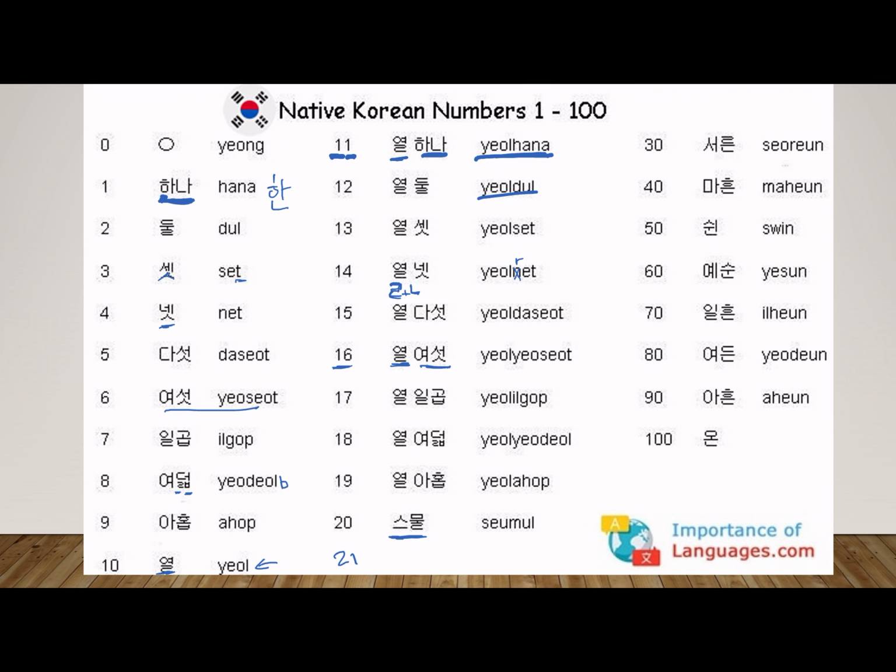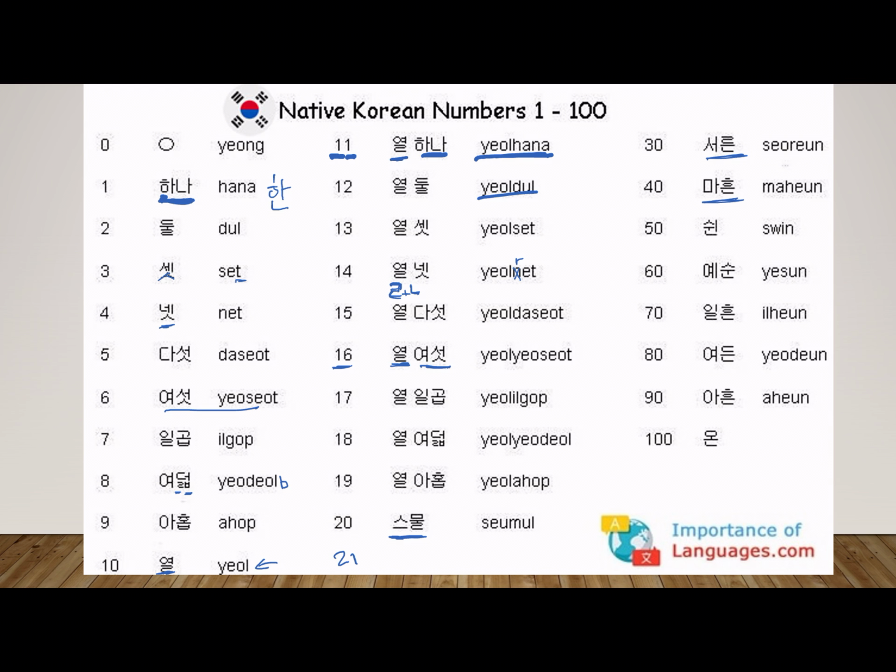To say 30, you say seoreun. 40 is maheun. 50 is swin. 60 is yesun. 70 is ilheun. 80 is yeodeun, 90 is aheun, and 100 is on. I've actually never heard it go that high. So those are the native Korean numbers from 0 to 100, and I think it actually stops at 100.